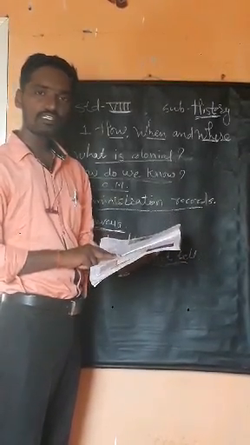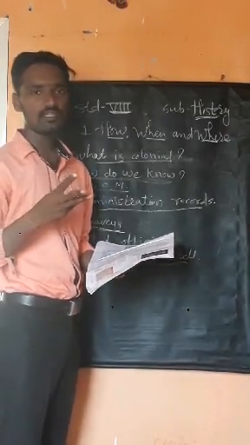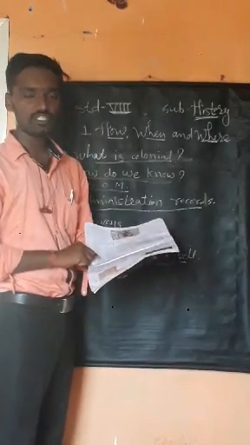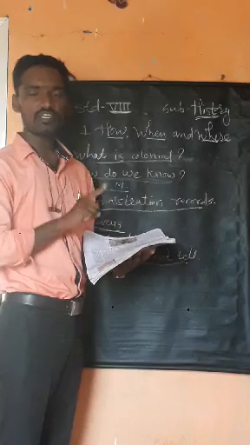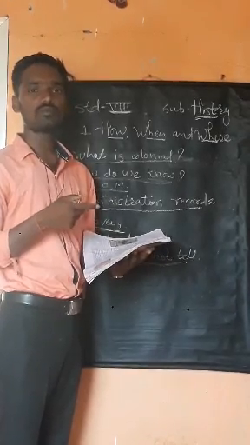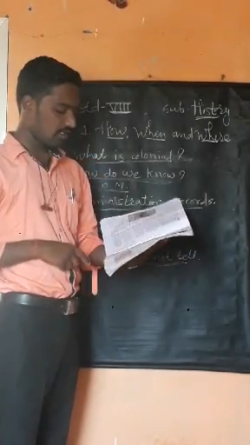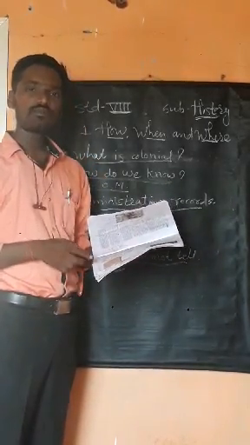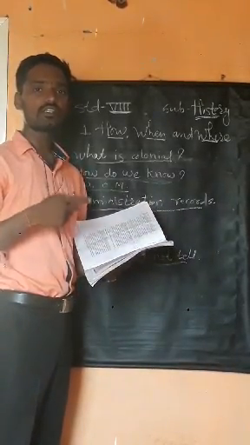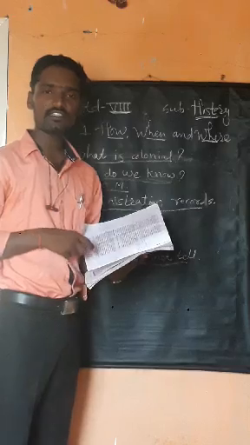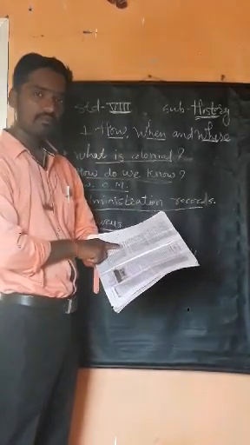Then the periodization of history: James Mill, we have seen, made a three-part classification: Hindu, Muslim and British. This classification is not good, it is not accurate, because apart from these religions many people were living in India. So Indian historians classified history into another three categories: ancient history, medieval history and modern history.